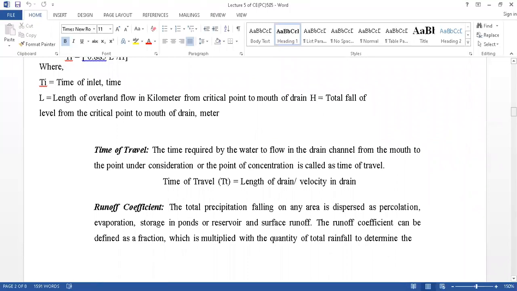Here I will apply the principle that time equals distance divided by velocity. The distance is the length of the drain, and velocity means the velocity of flow in the drain. So the travel time Tt is the length of the drain divided by the velocity in the drain. So this is all about the time of concentration. As we know, the time of concentration is the time when the catchment area starts to contribute runoff flow, and that is the maximum time for the stormwater runoff.